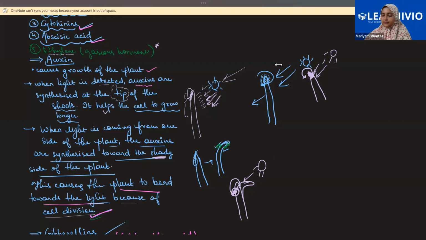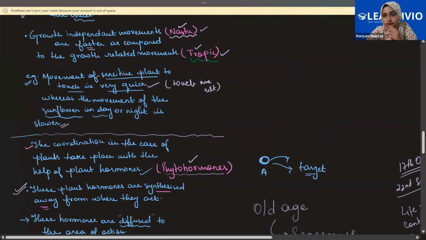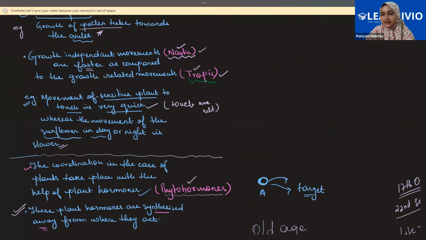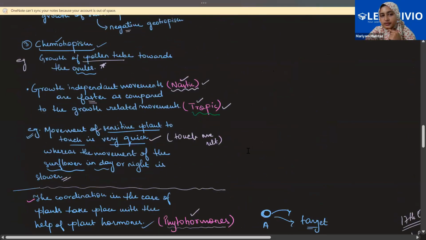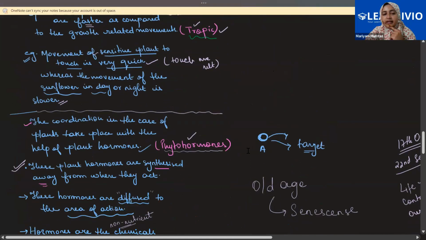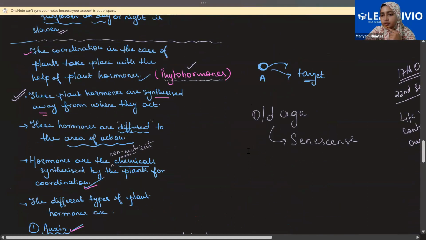All right, can you quickly tell me what is the last thing that you've written in your notebooks? What is the last thing you people have written? Chemotropism. Yes, ma'am. Okay. And did I teach you the phytohormones, plant hormones?